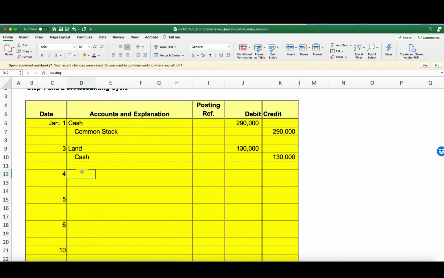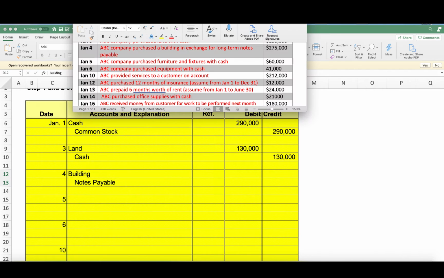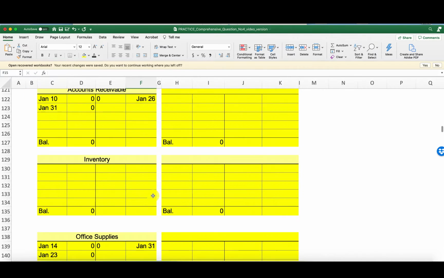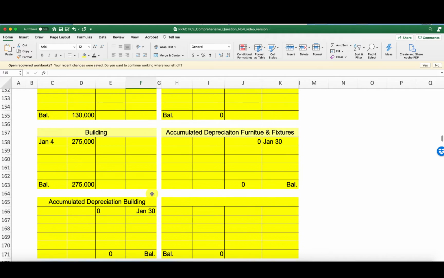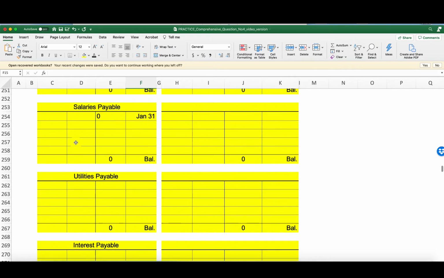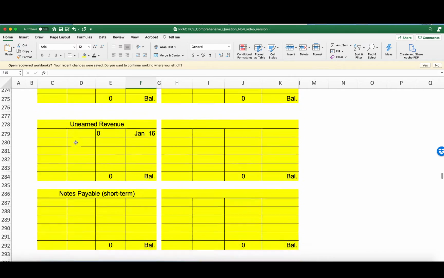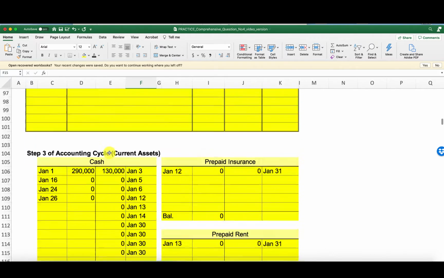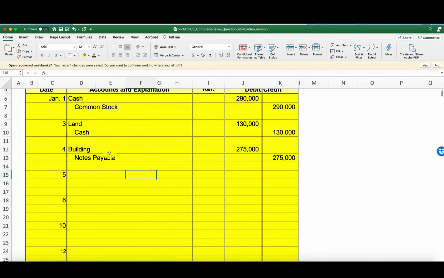So I'm going to debit building, credit notes payable for $275,000. So I'm going to put in 275,000, 275,000. Okay, and then I go down to building. Here's my debit for 275,000, and I go to notes payable, which is my liability. This is notes payable long term, and I credit for 275,000. Okay. All right. Let's look at the next one.